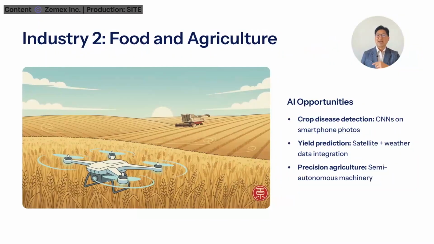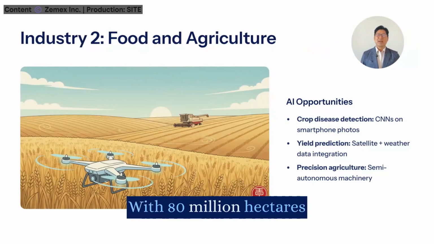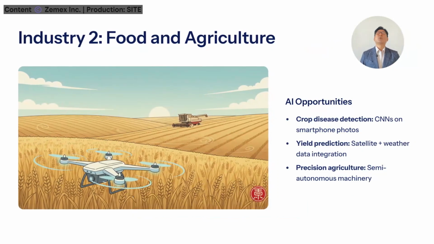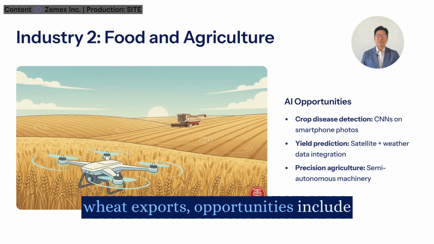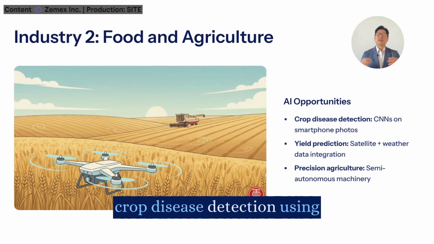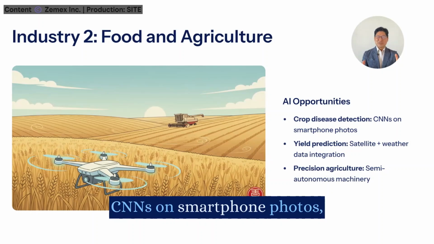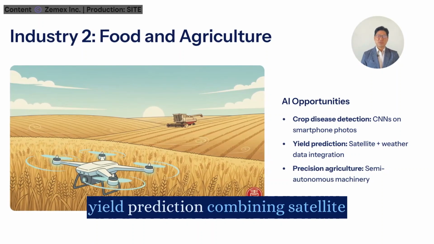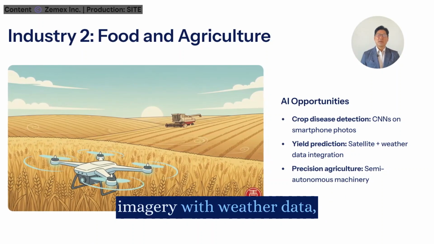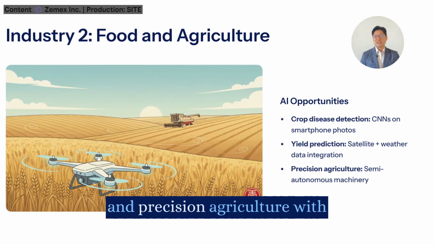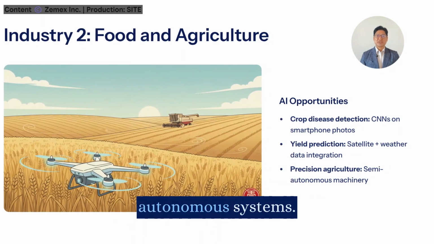Second is food and agriculture. With 80 million hectares of farmland and major wheat exports, opportunities include crop disease detection using CNNs on smartphone photos, yield prediction combining satellite imagery with weather data, and precision agriculture with autonomous systems.